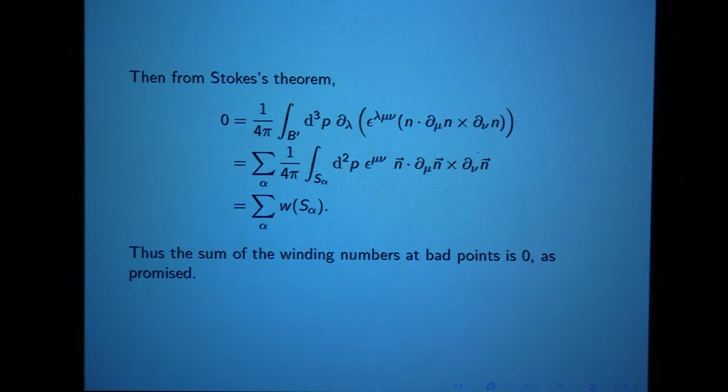And what the boundaries are, well, when we integrate by parts, we remove this derivative, and we're left with this expression, which means that the surface term on S alpha is the winding number on S alpha. So we've learned that the sum of the winding numbers is 0, as promised.